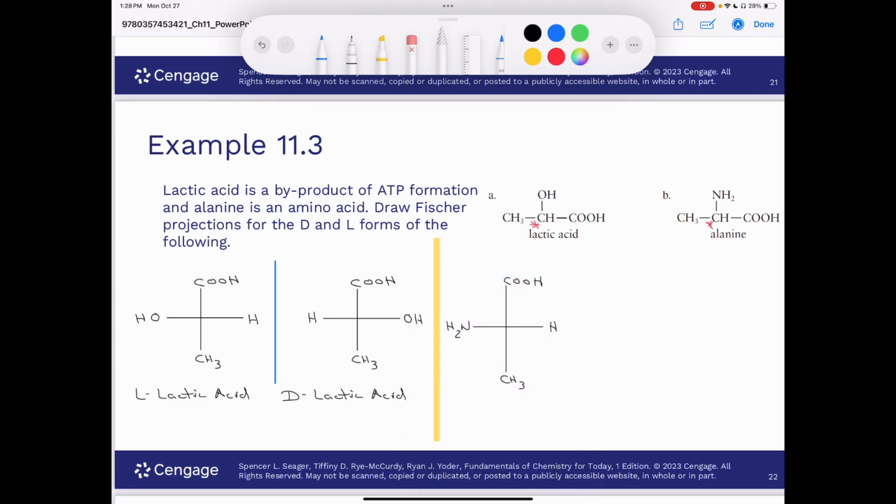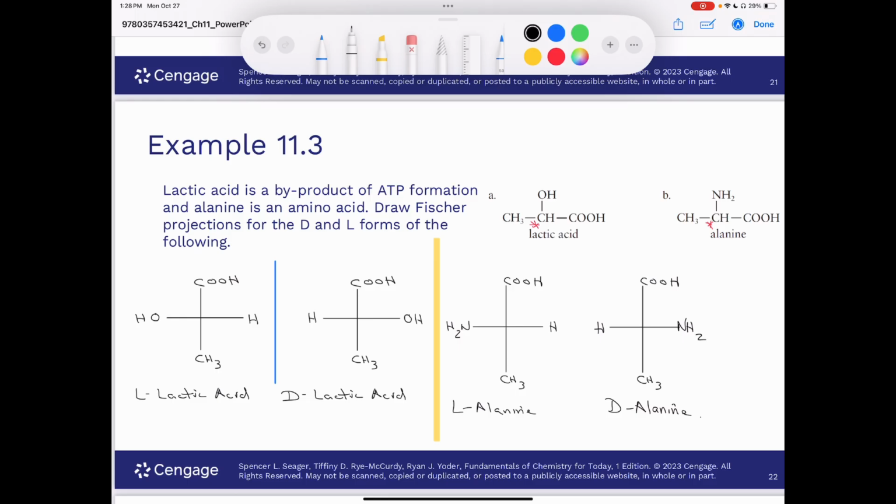D-alanine, I'll just copy and paste this, and I'll switch those. So I end up with my amino group over here. And so this would be my L-alanine, and this would be my D-alanine. Something that's interesting about these is that alanine, like it says here, is an amino acid, and lactic acid is a byproduct of ATP formation.